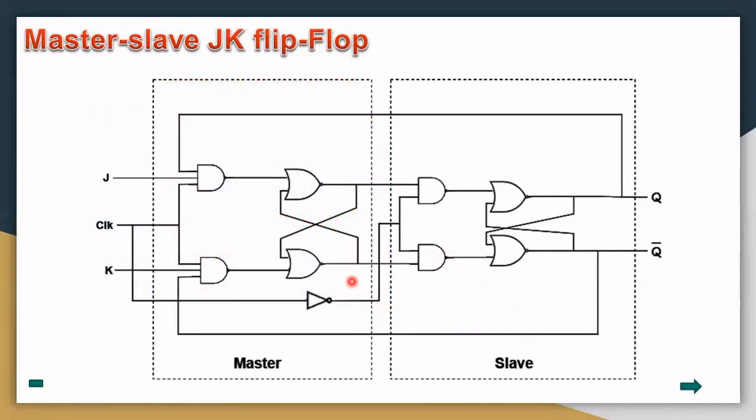So this is the logic diagram. I already discussed the block diagram of master slave JK flip-flop. This is the JK flip-flop and this is the second JK flip-flop. We can club them together by connecting the output of the first JK flip-flop to the input of the second. Then the major difference is that we are connecting a negative clock to the second flip-flop. So you can easily understand the logic diagram.